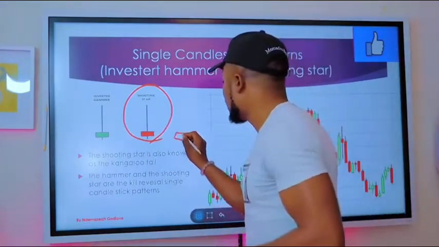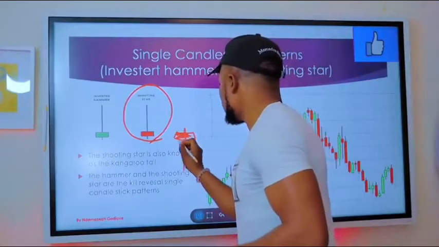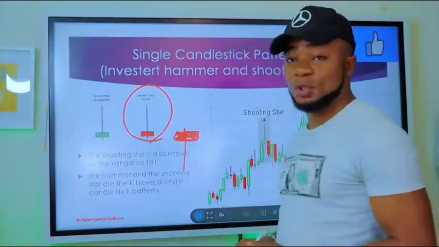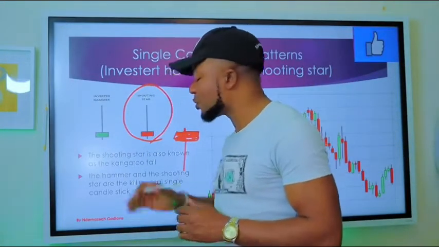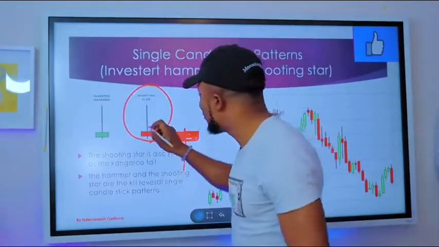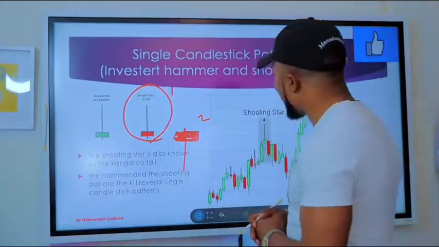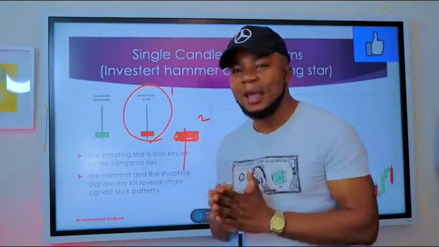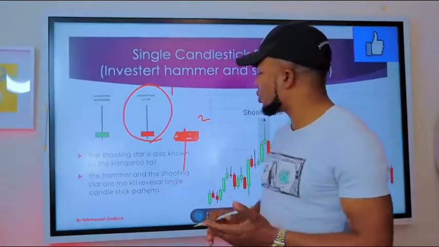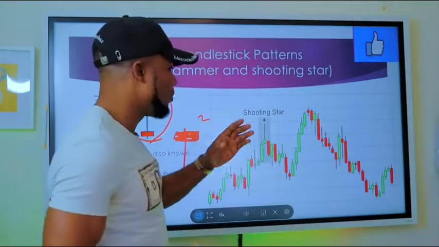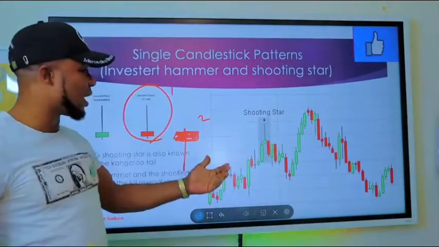A hammer will just be like this. All right, a hammer is just like that. So this is a hammer and this is a shooting star. The reason why I say let's focus on this is because if you go through your MT4 and do back testing, these two, the shooting star and the hanging man, they never fail. All right, they never ever fail. That is why, let's go back to our MT5 and let me show you why these two signals will never fail.